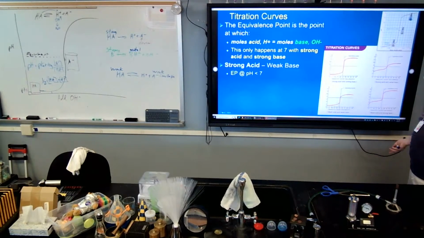And then, of course, the opposite is also true. If a weak acid, which is usually what happens, reacts with a strong base, the weak acid leaves behind a weak base. The strong base leaves behind a negligible acid. So when a weak acid is titrated with a strong base, which is usually what we do, and what we're going to do next week.